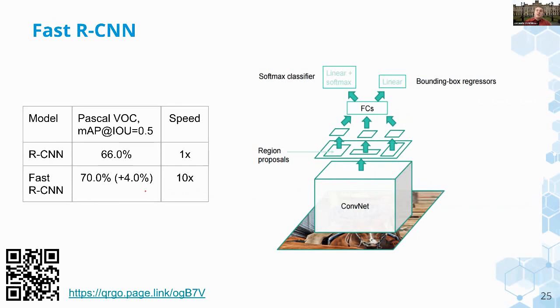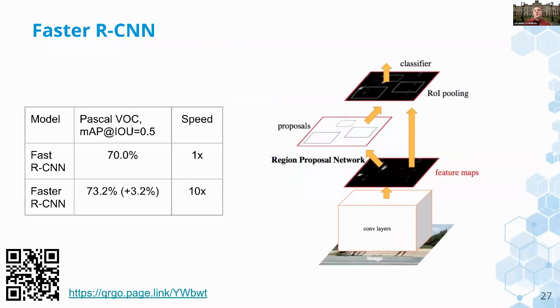So even after improving our algorithm by 10 times, it's still quite slow compared to classical computer vision object detection rivals. So the authors started looking to improve the speed of the Fast R-CNN algorithm. And later in 2015, Faster R-CNN was introduced, which is an improved version of Fast R-CNN.